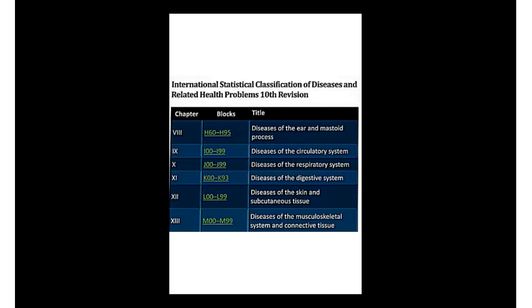Okay, K00 to K93 disease of your digestive system will be covered under this category. Okay, L00 to L99 disease of skin and subcutaneous tissues. All disease conditions in between will be covered under this category. M00 to M99 disease of musculoskeletal and connective tissues.